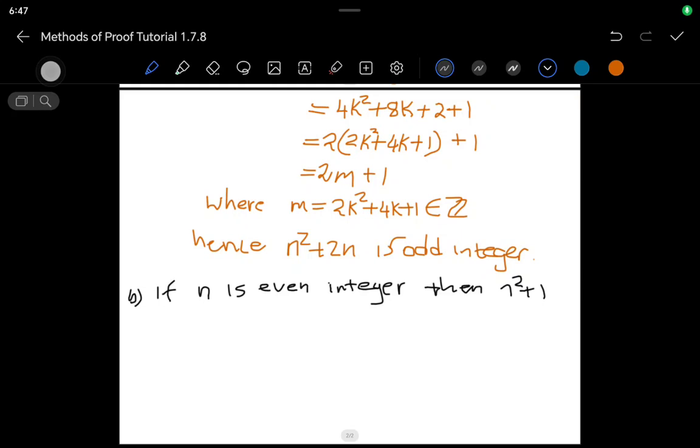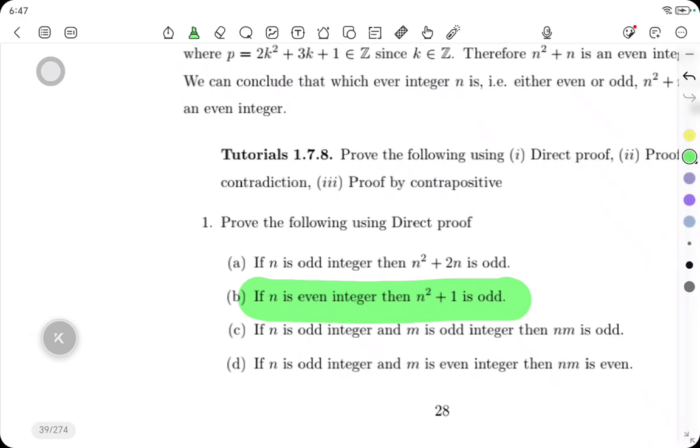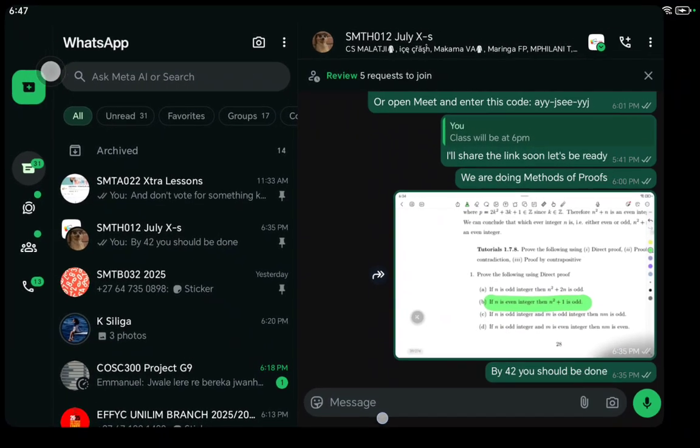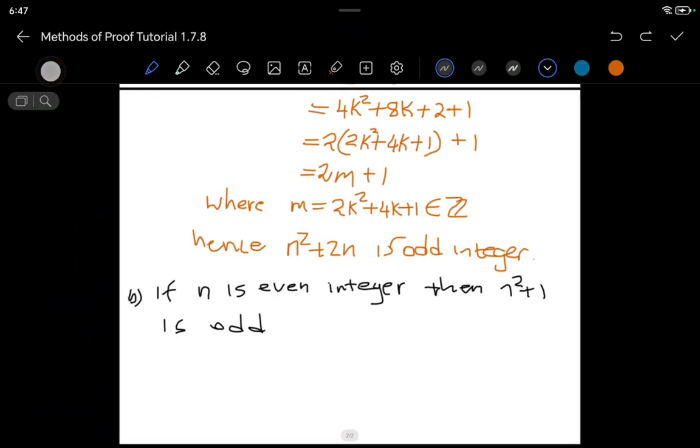If n is an even integer, then n squared plus 1 is an odd integer. I think they just said odd. They just said odd. Yeah, it said n squared plus 1 is odd. So that's what we're going to have from there. N squared plus 1 is odd.